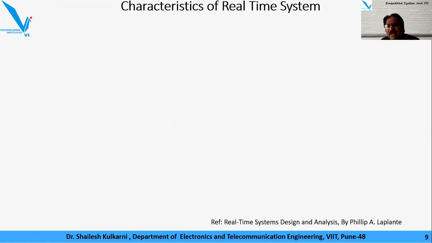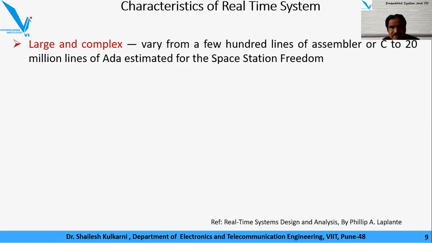Then the characteristics of real-time systems. I can quickly go through these characteristics because they have already been discussed during embedded systems also. Large and complex: from a few hundred lines of assembler to a few million lines of Ada, as estimated for Space Station Freedom. So these real-time systems might vary from a few lines to a few million lines of code. Complexity may be small, complexity may be large.